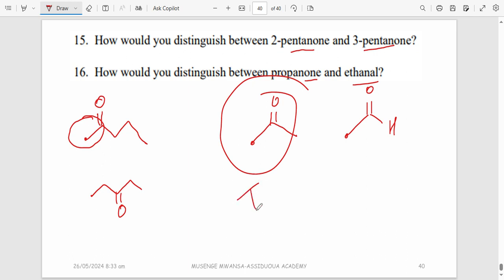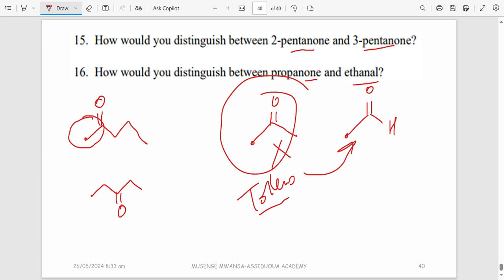Aldehydes react with Tollens' test. Oh, this is not the aldehyde, it's this one. They react with the Tollens' test, and they also react with what other test? Okay, they also react with Fehling's test, and with the Fehling's they'll give a red precipitate. With the Tollens' they'll give us a silver mirror. The ketone doesn't do that.